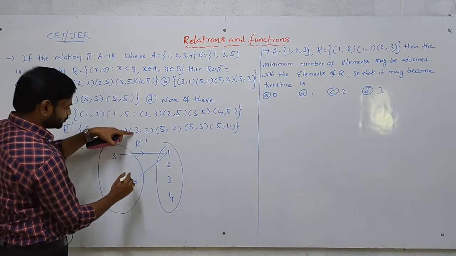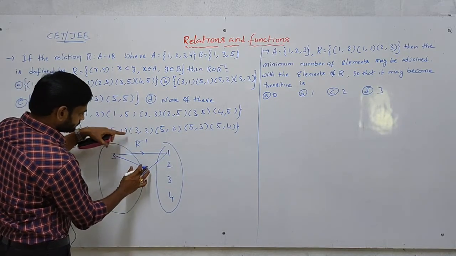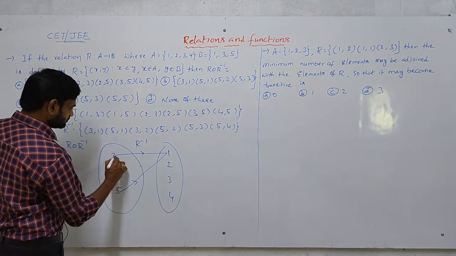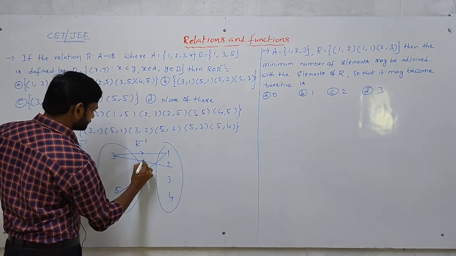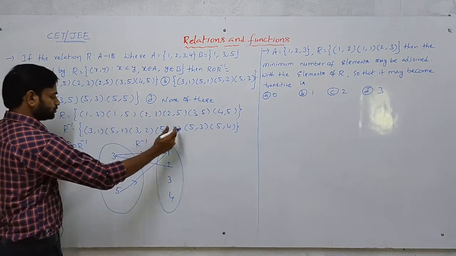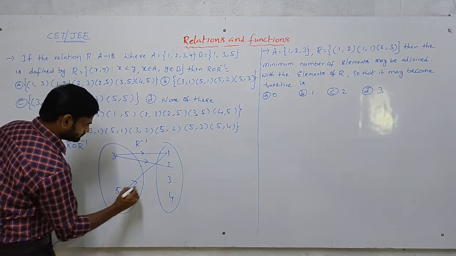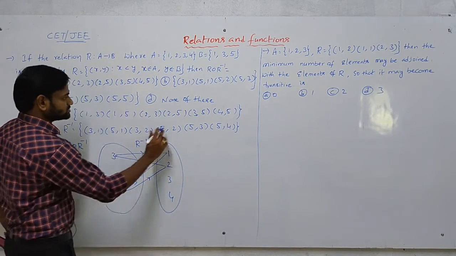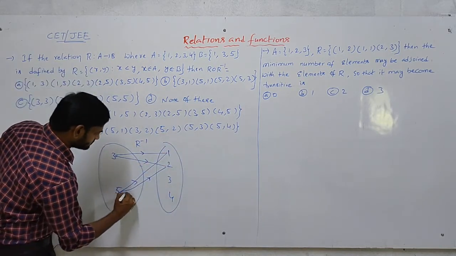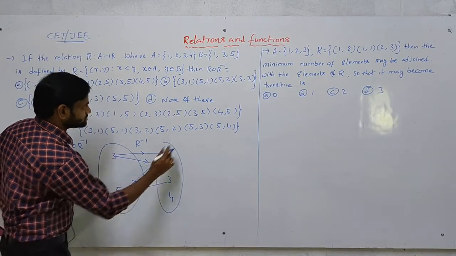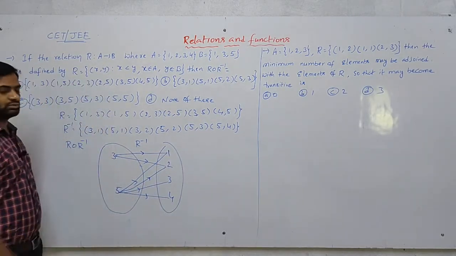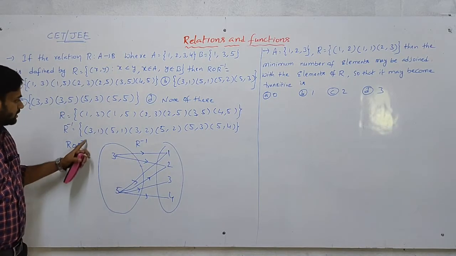Next, 3 to 2. Next, 5 to 2. Next, 5 to 3. Next, 5 to 4. This one is R inverse.